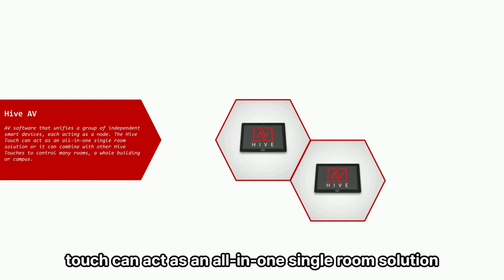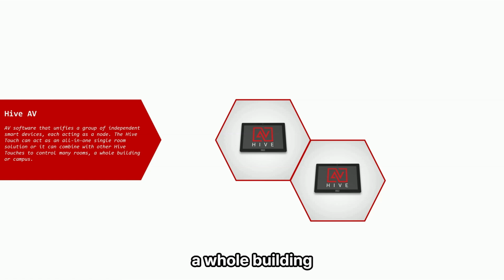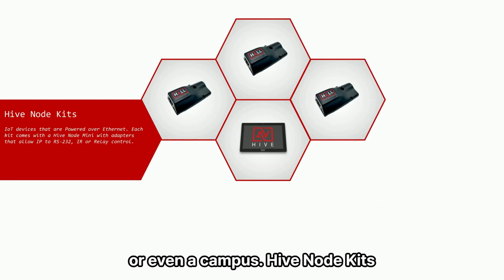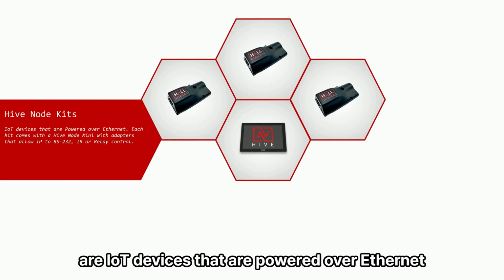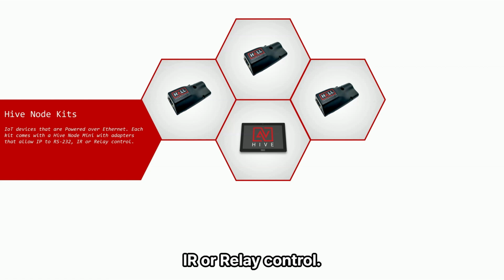The Hive Touch can act as an all-in-one single room solution, or it can combine with other Hive Touches to control many rooms, a whole building, or even a campus. Hive Node kits. These are IoT devices that are powered over Ethernet. Each kit comes with a Hive Node Mini with adapters that allow IP to RS-232, IR, or relay control.